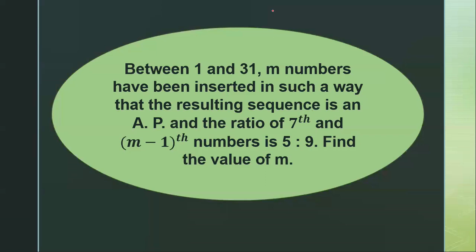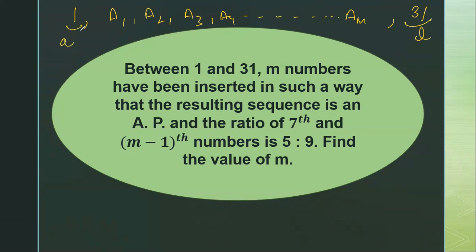Between 1 and 31, m numbers have been inserted in such a way that the resulting sequence is an AP. Please remember this thing, it's very important. Resulting sequence means this is 1 and this is 31. You have inserted m terms, right? So this is A1, this is A2, this is A3, this is A4, and you have inserted m terms, so the second last term will be AM. This is the last term, this is the first term, right?